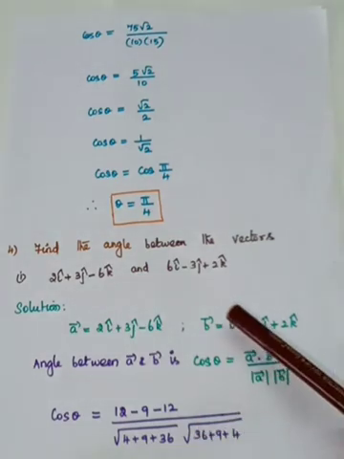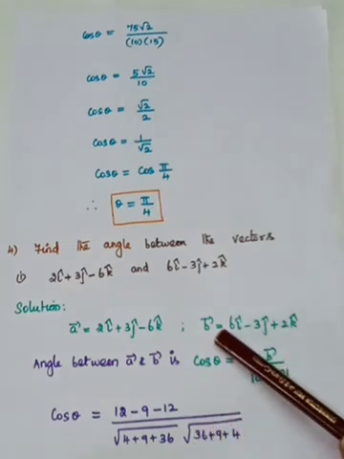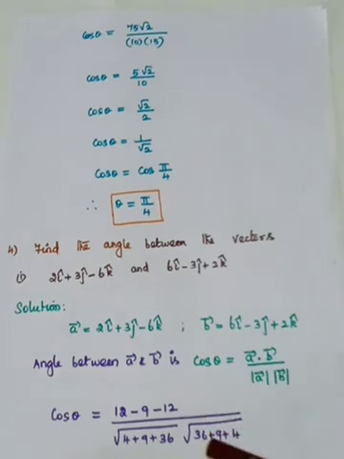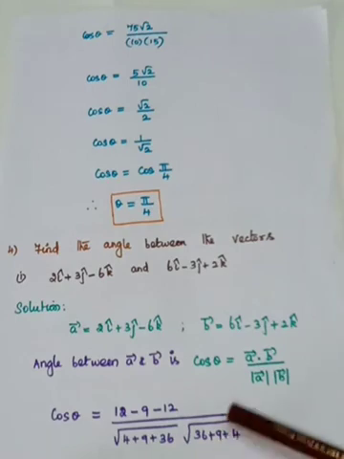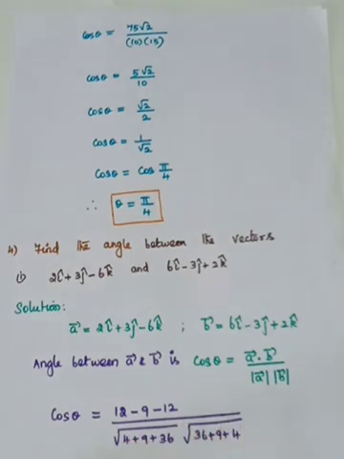In the same way, how to find the modulus of b vector? It is nothing but square root of 6 the whole square is 36, plus, in between you have to write plus, minus 3 the whole square is 9, plus 2 the whole square is 4. So you see the denominator, 36 plus 4 is 40. 40 plus 9 is 49. What is square root of 49? That is 7. Here also the same thing. 36 plus 4 is 40. 40 plus 9 is 49. Square root of 49 is 7.